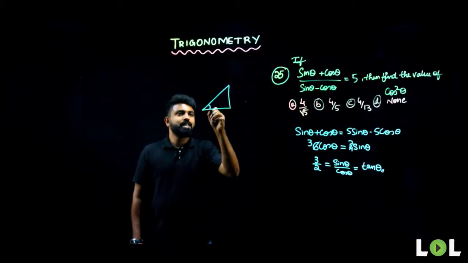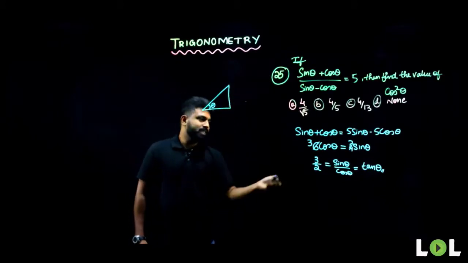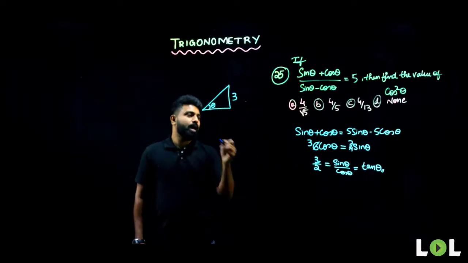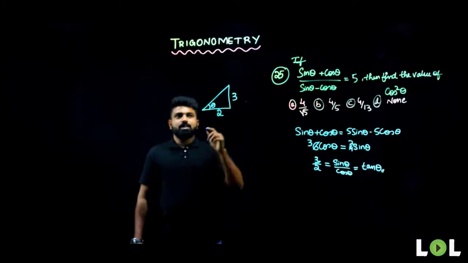So if I consider this as my theta, what is the value of tan theta? Tan theta is nothing but opposite by adjacent. What is the opposite term here? I mean opposite value here, it is 3. Adjacent value is 2. So this will be my opposite and adjacent. So what will be my hypotenuse?